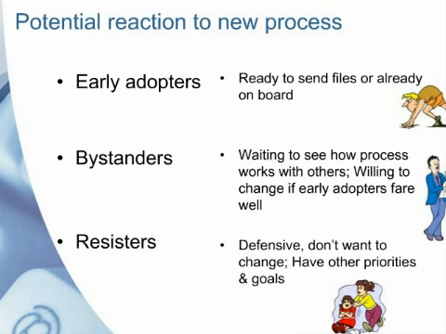There can be at least 3 potential reactions to a change in a process. The early adopters will already know the issues and may already be on board. The bystanders will hold off and wait to see how things work with others before committing. Often they will be willing to change if early adopters believe the program has benefited them. Resistors, well, are obviously the hardest to change.